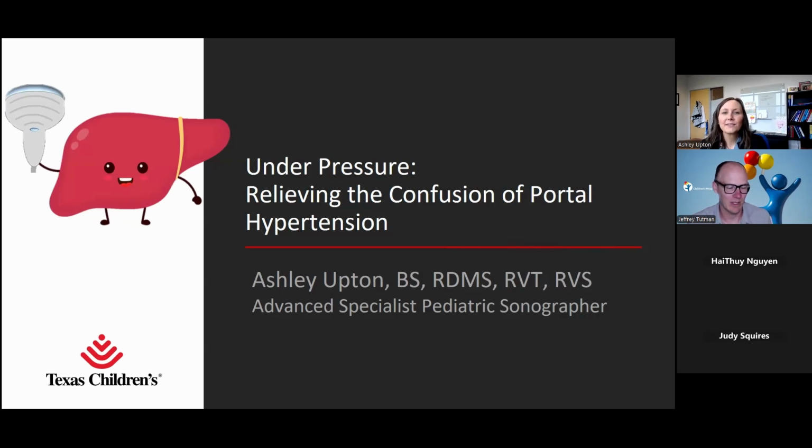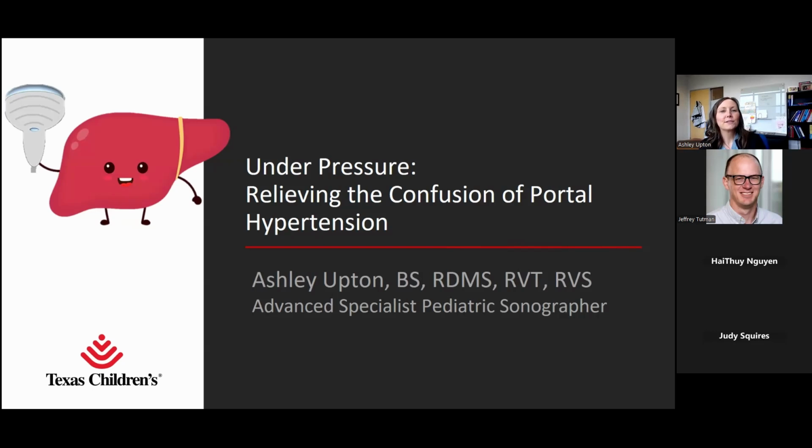So this month, I actually celebrated 13 years at Texas Children's. I found a special interest in livers very, very early on, and it's definitely my favorite organ to talk about and to scan.